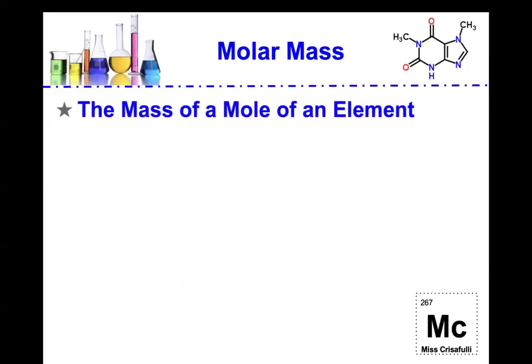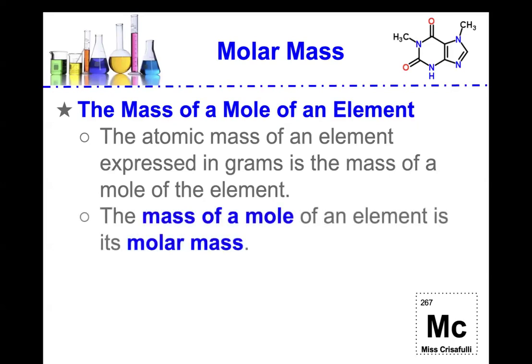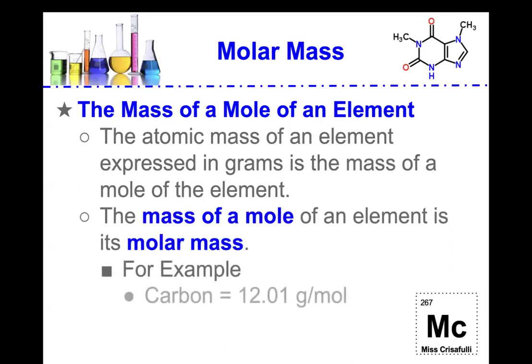Molar mass then, so the mass of a mole of an element. The atomic mass of an element expressed in grams is the mass of a mole of the element. And the mass of a mole of an element is its molar mass. So for example, carbon is equal to 12.01 grams per mole. That's the molar mass. Hydrogen is 1.008 grams per mole. That is the molar mass of hydrogen.